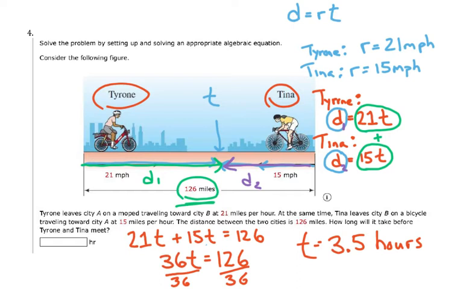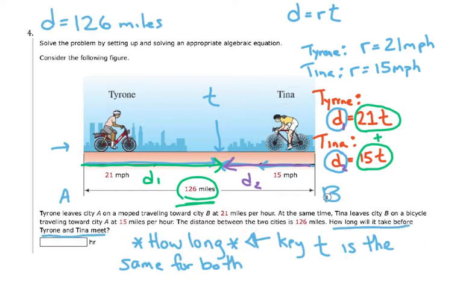So this problem can look really hard, but the key is to remember they traveled the same time. And if you set up distance equals rate times time for each one of them, you know that when you add those two distances together, it's going to be 126. So I hope you'll be able to do this problem.